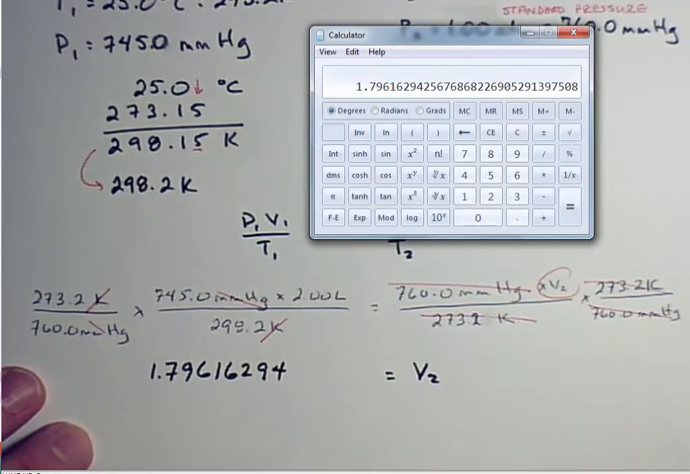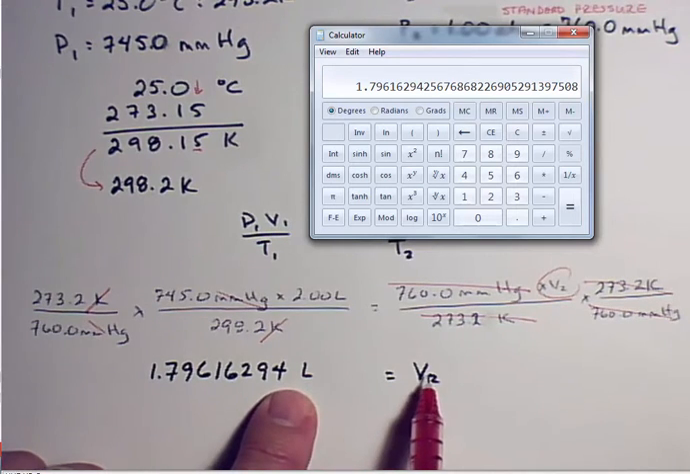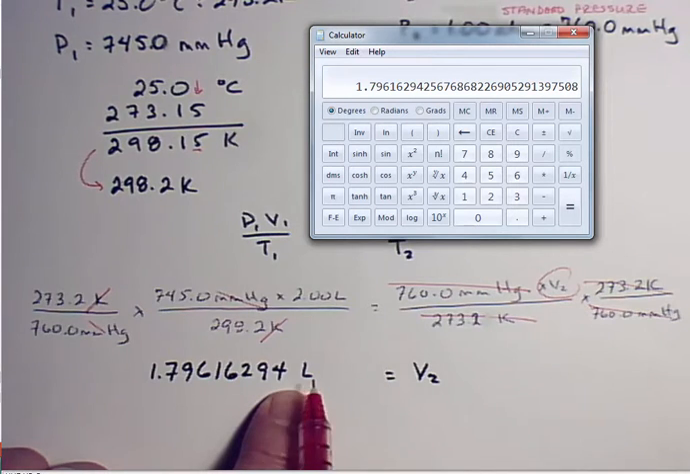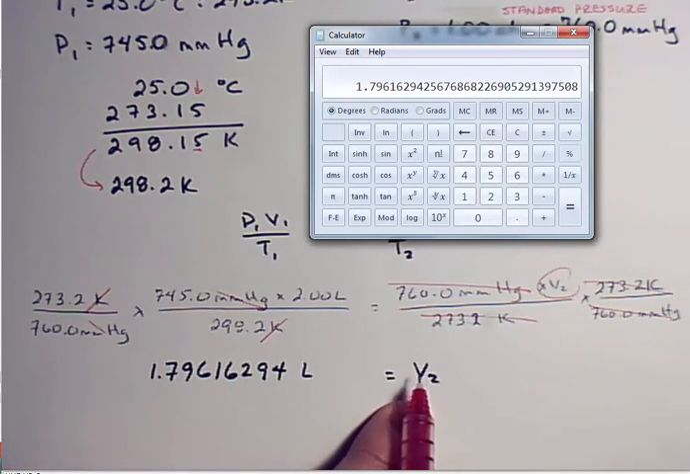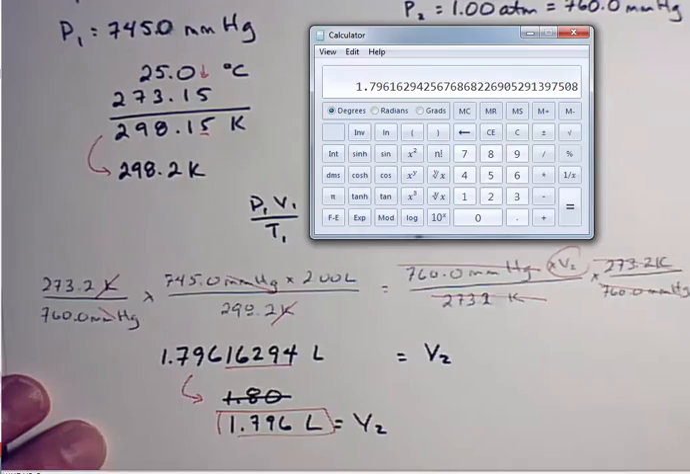Is that good enough? What units of measurement do I have left? Liters. Does that measure volume? Yes. I haven't rounded it off yet, but this unit of measurement does measure volume. What that tells me, AJ and Janiyah, is that I most likely set it up right. If my units of measurement match the variable I'm looking for, I probably set it up right. Well, how many significant digits do I need here? 3 digits, thank you. I didn't even see that. So 1.80 liters.